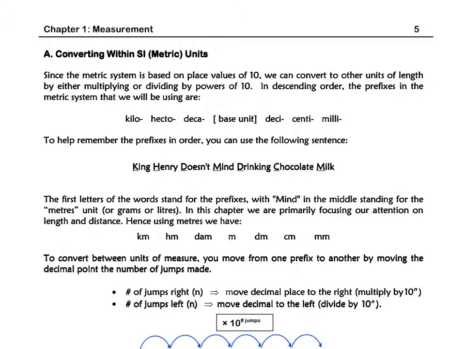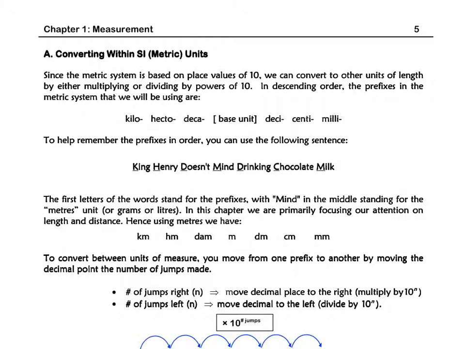Now, the metric system you should be familiar with, so this next part is just a little bit of review. With the metric system, we have different prefixes that are used with the different bases. We're going to be dealing with the base unit of meter, but in the metric system you also have a base unit of gram and liter. We're going to be dealing with length and distance measures, so we'll be using the base unit of meter. It's important to remember the order of the prefixes to use the powers of 10 quickly to help you convert from one unit to another.